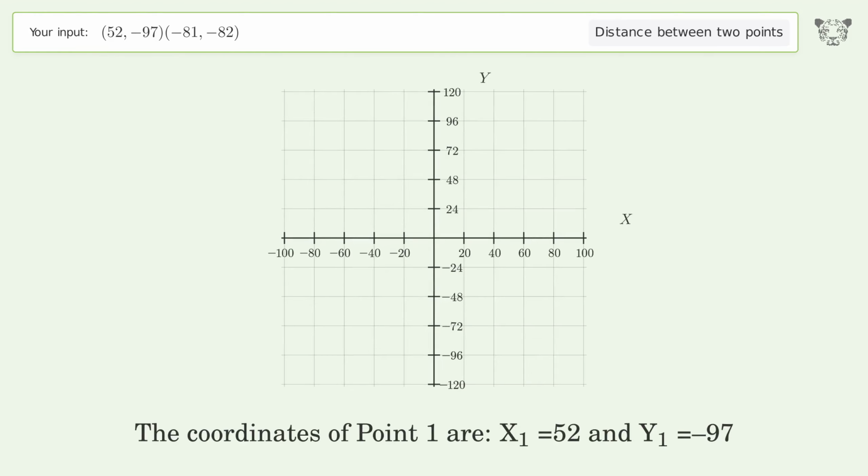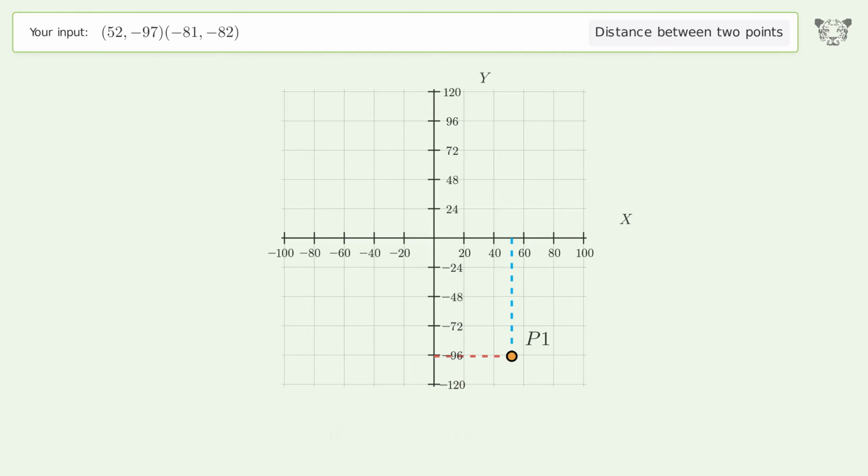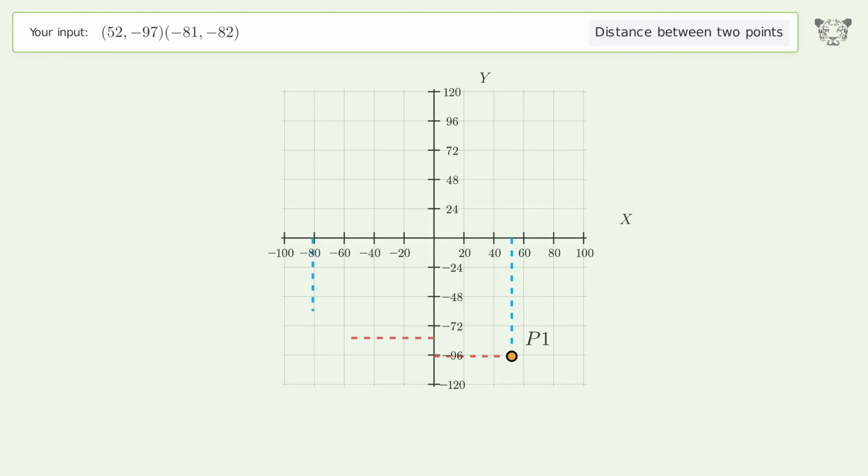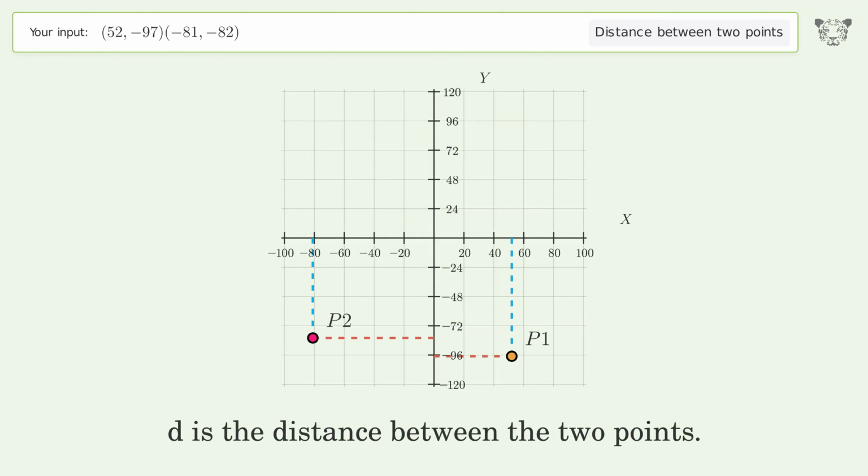The coordinates of point 1 are x1 equals 52 and y1 equals -97. The coordinates of point 2 are x2 equals -81 and y2 equals -82. D is the distance between the 2 points.